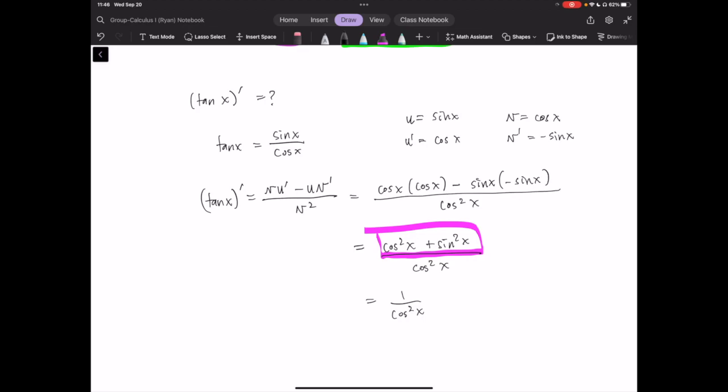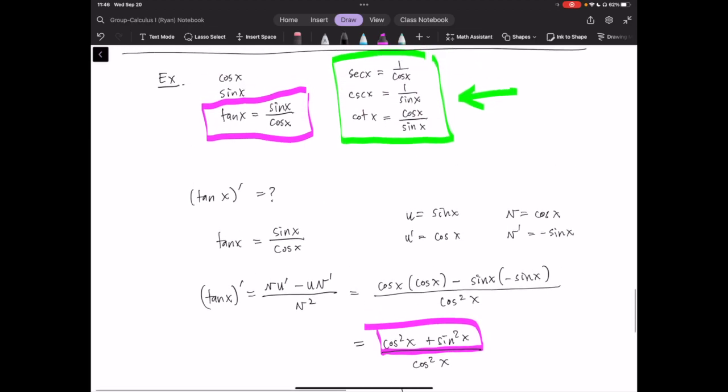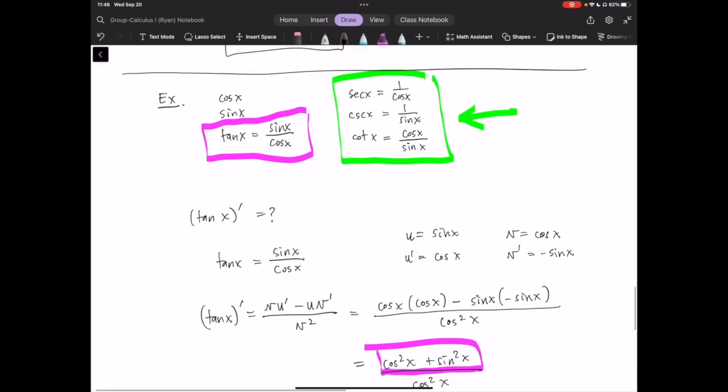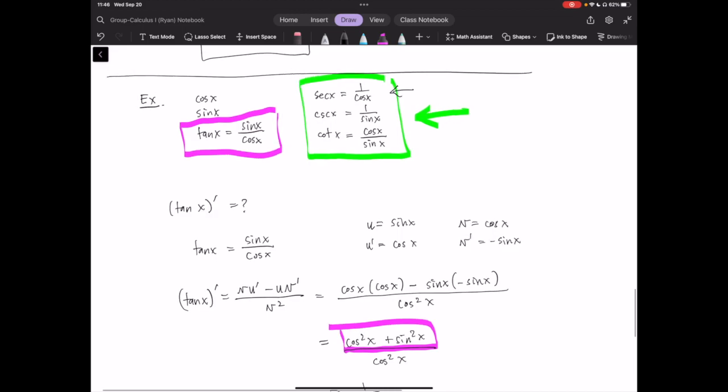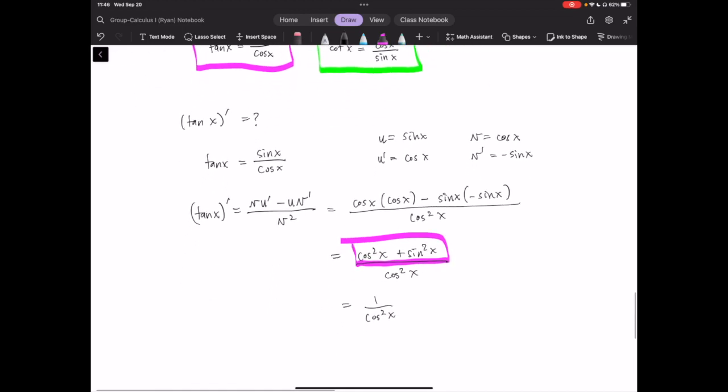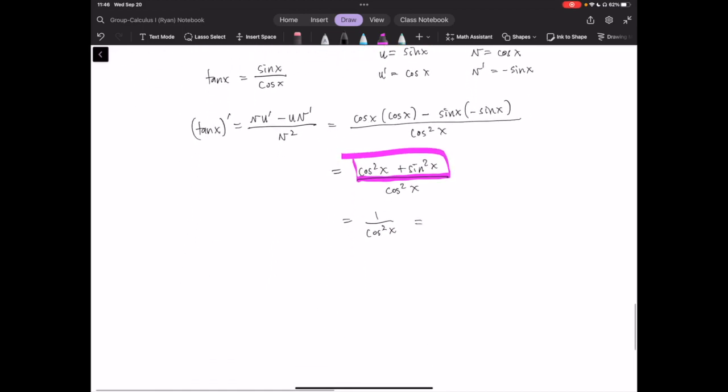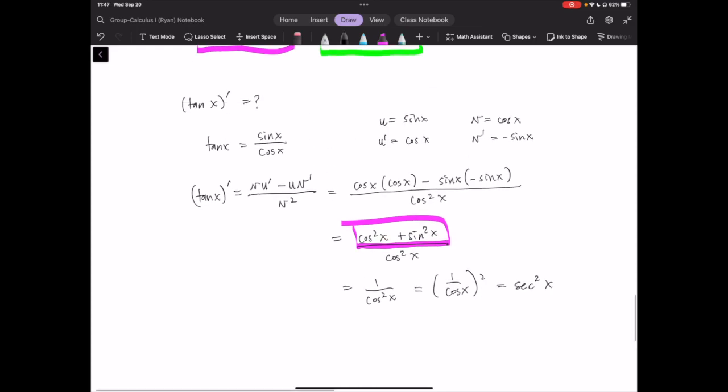And technically this is true. This is the derivative of tangent, but you'll never see it this way because 1 over cosine x is actually secant x. So we can replace 1 over cosine with secant and then square the whole thing, and this whole thing can then be written as secant squared of x. All right, so using the quotient rule, we have now shown that the derivative of tangent of x is equal to secant squared x.